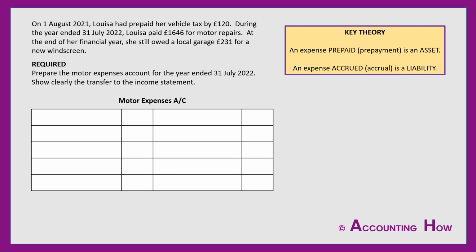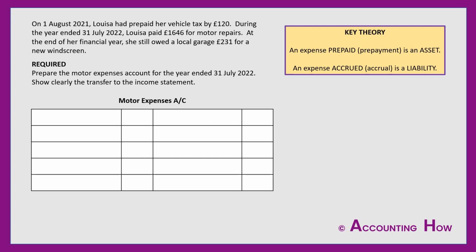On the 1st of August 2021, Louisa had prepaid her vehicle tax by £120. During the year ended 31st of July 2022, Louisa paid £1,646 for motor repairs. At the end of her financial year, she still owed a local garage £231 for a new windscreen. And we're being asked to prepare the motor expenses account for the year ended 31st of July 2022 and show clearly the transfer to the income statement.